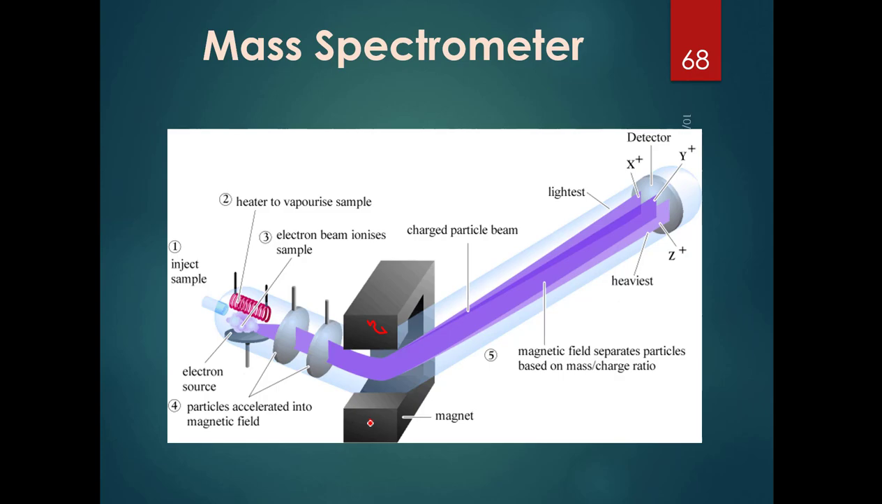For example, if you put a uranium sample in it, it will separate the uranium 238 and the uranium 235. So it's very small mass differences which the mass spectrometer can completely separate. So it's really cool. The magnetic field will separate the particles, and it's based on the mass-charge ratio.